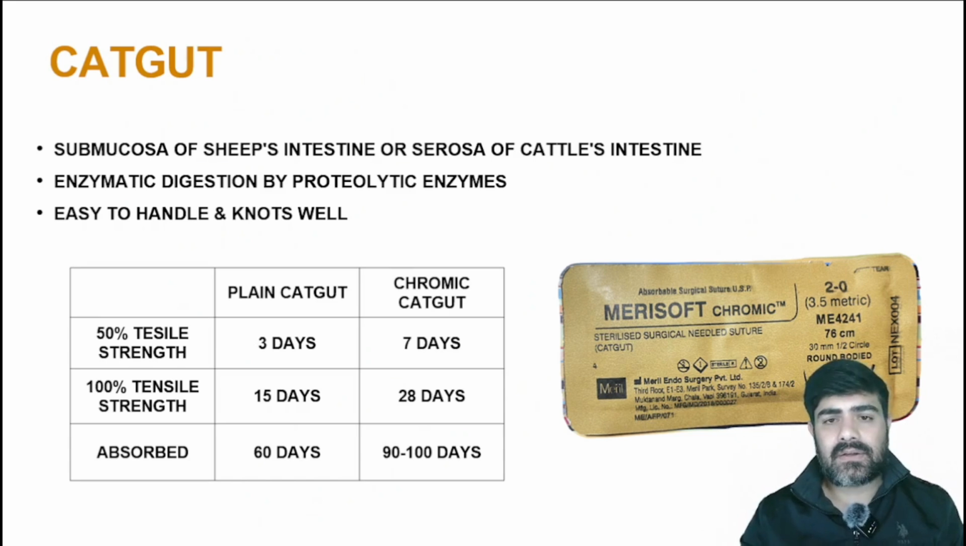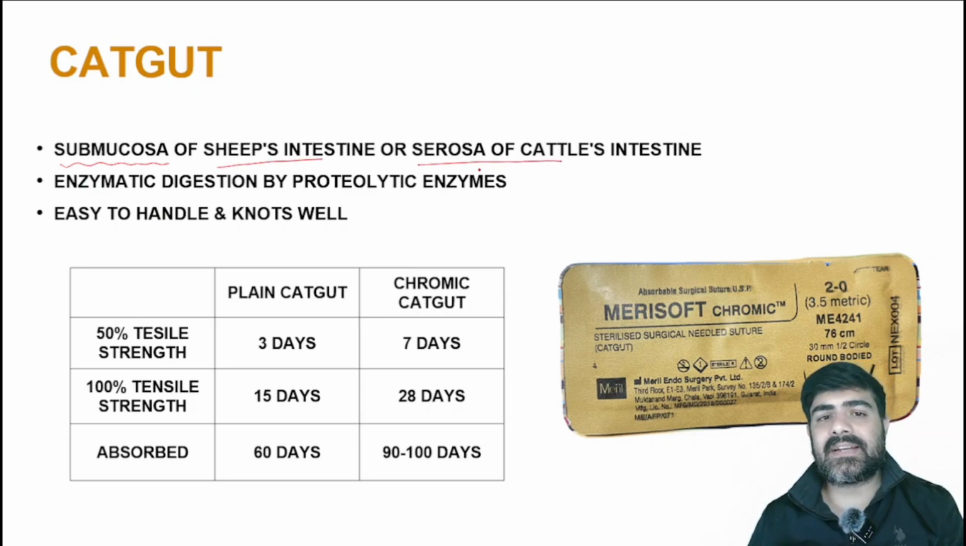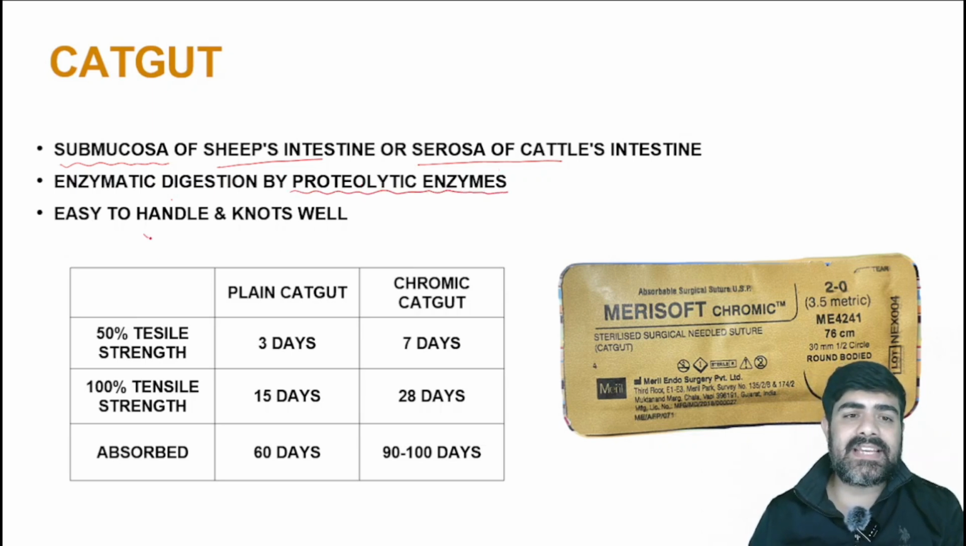So let us come to the individual sutures. This is catgut suture. It is taken from the submucosa of sheep intestine or serosa of cattle intestine. There is enzymatic digestion by proteolytic enzymes here. This was discussed in the characteristics of the suture. It is easy to handle and it knots well. We have plain catgut and chromic catgut.